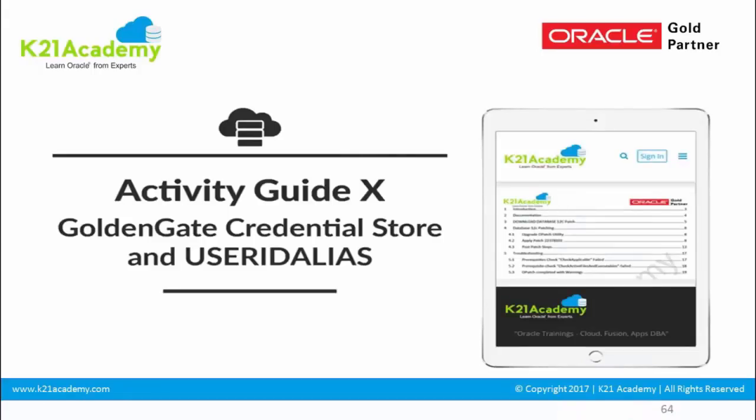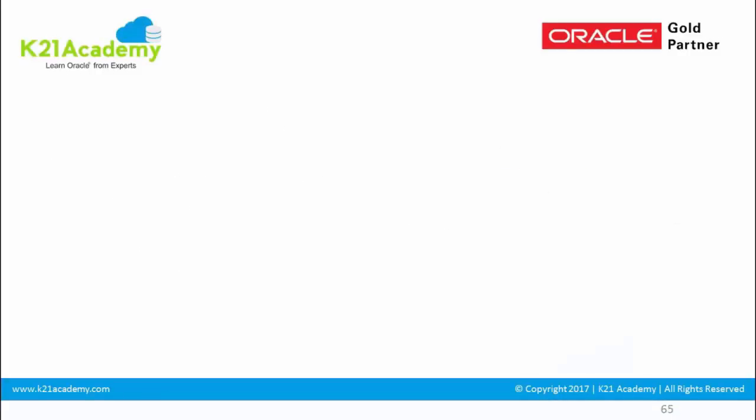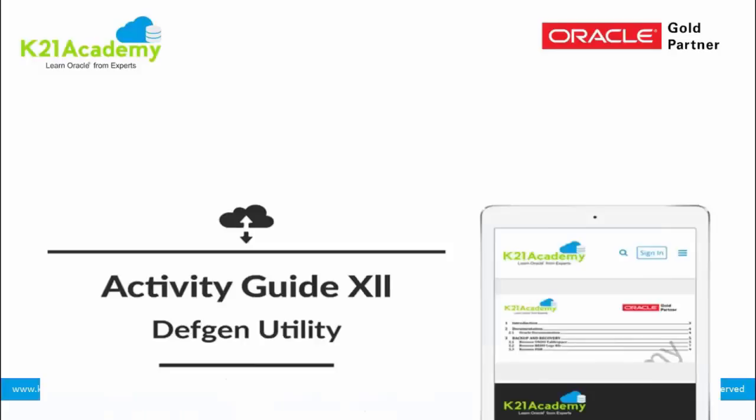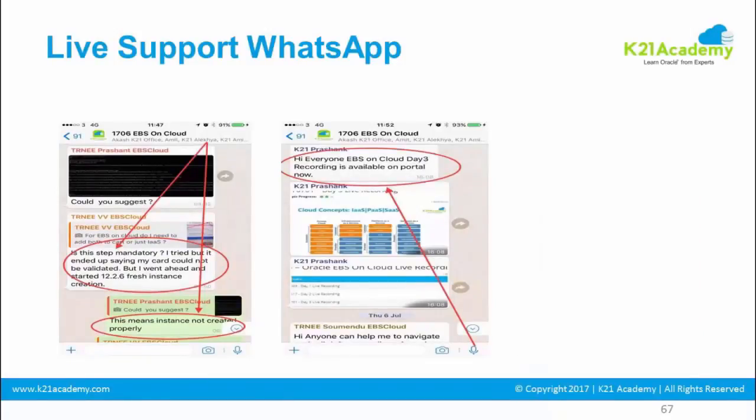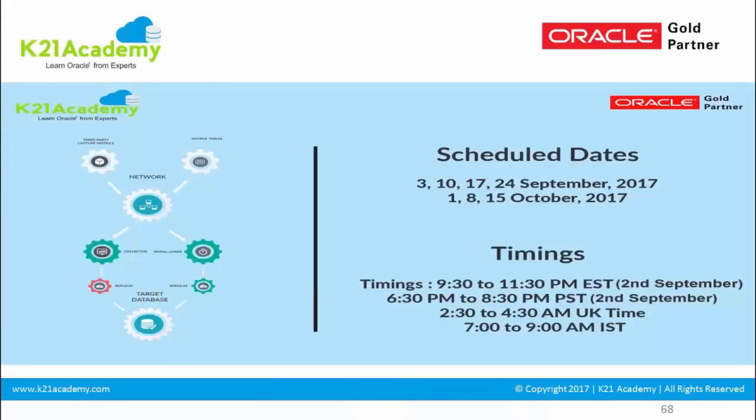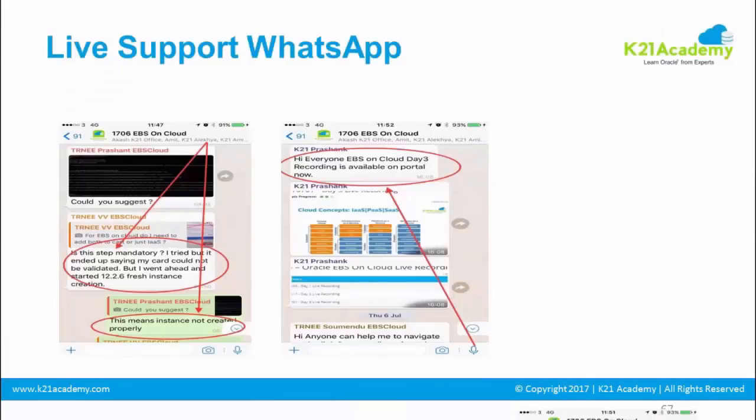Then in activity guide 10, you'll be receiving GoldenGate security related features. Then again, GG trail file encryption is a security feature of GoldenGate. Then how to implement the DEFGEN utility. So you'll be getting live WhatsApp support with the session.